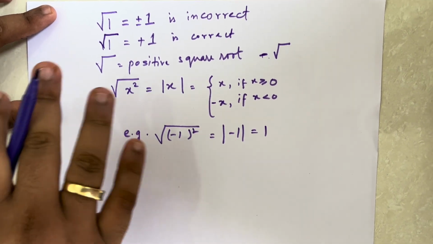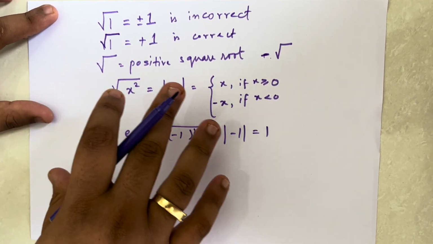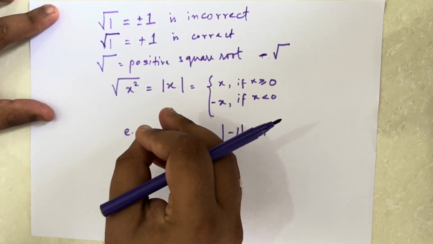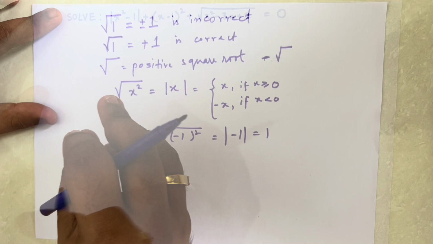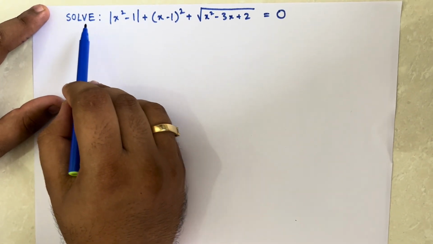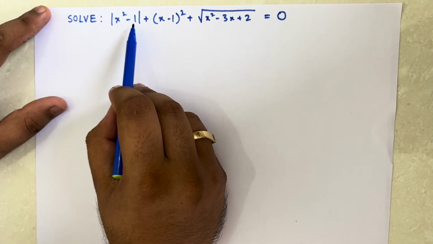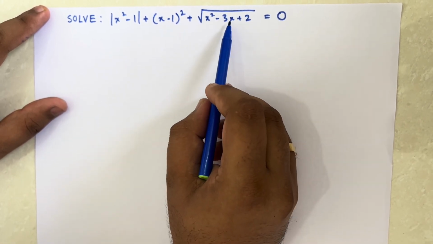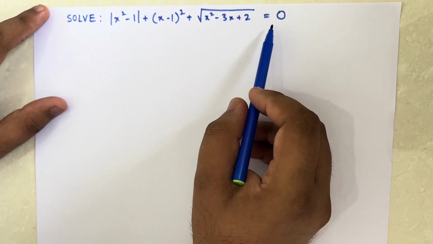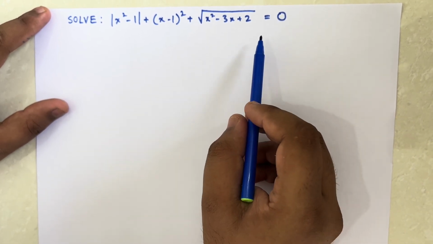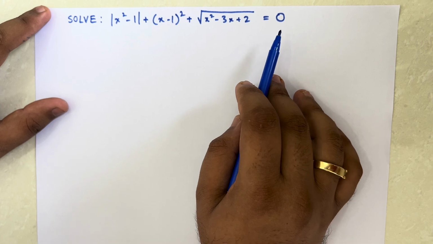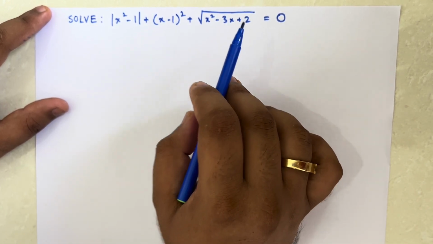We'll use mod, we'll use square root, and application we will do to solve a simple but very important question that has already come in joint entrance exam. So let us solve this problem. Mod of x square minus 1 plus x minus 1 whole square plus square root of x square minus 3x plus 2 equals 0. This is a very, very important question, and that will clear all your misconceptions, all your doubts. So conceptually, you have to be very strong over here.